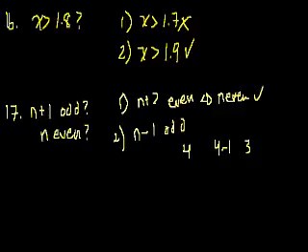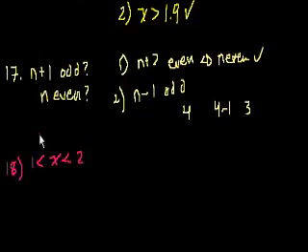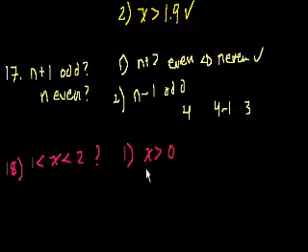Problem 18. Is x between 1 and 2? Is essentially what they're saying. And it can't be 1 or 2 because these aren't equal signs. They're just less than signs. Okay, so that's what they're asking. Statement 1 tells us that x is essentially greater than 0. They wrote it a little different. They said 0 is less than x. So x is greater than 0.